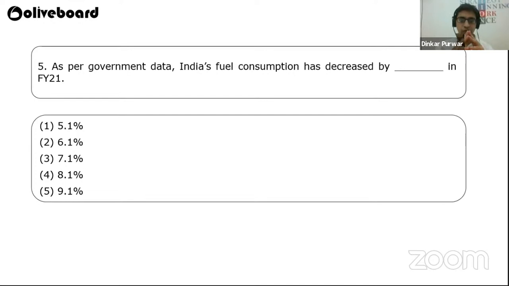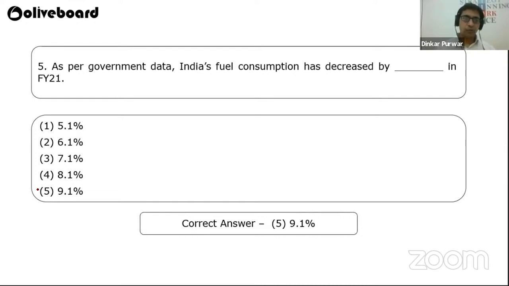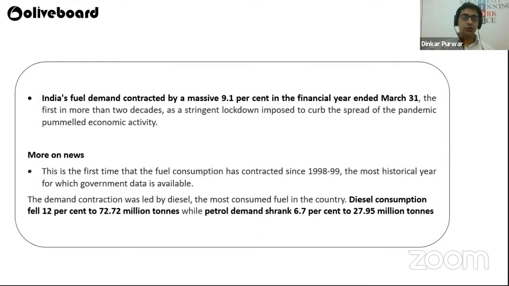Okay, guys. The answer of this question is 9.1%. As per the government data, Indian fuel consumption has decreased by 9.1% in financial year 21 because of the COVID-19 pandemic and the lockdown. Indian fuel demand has contracted by a massive 9.1% in the financial year that ended March 31, the first in more than two decades, as a stringent lockdown imposed to curb the spread of the pandemic curtailed economic activity.